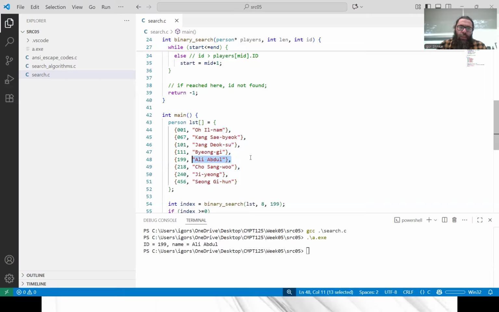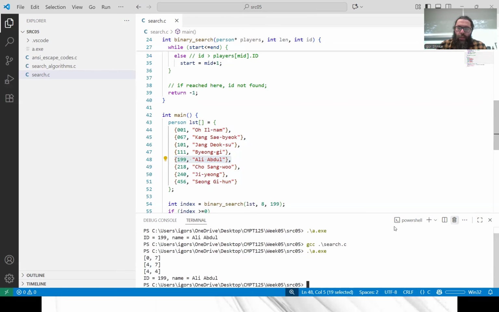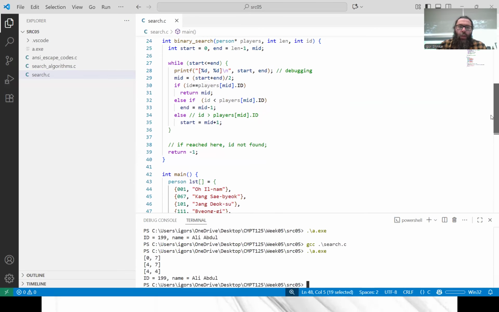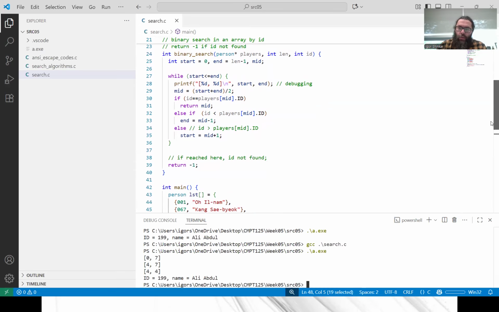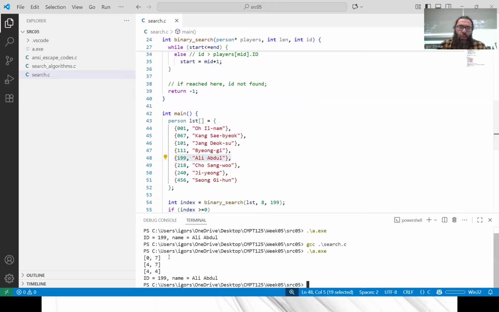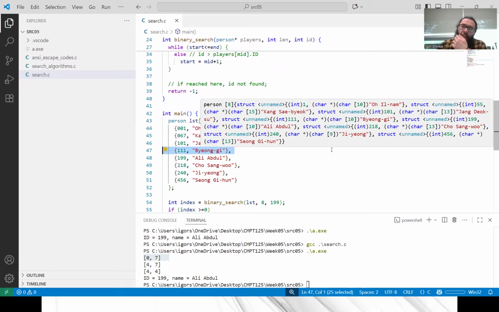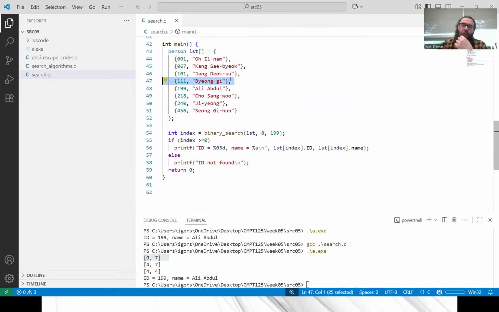Okay, so we're looking for this element. And here's what we're getting. What are the start and the end point in each iteration? In the beginning, we start with 0 to 7. Then we take the midpoint, and it cuts it here. Is the number we're looking for, 199, smaller than the midpoint or greater? It says it's greater than the midpoint, so we just reduce it to 4 to 7. So we reduce it to this half.